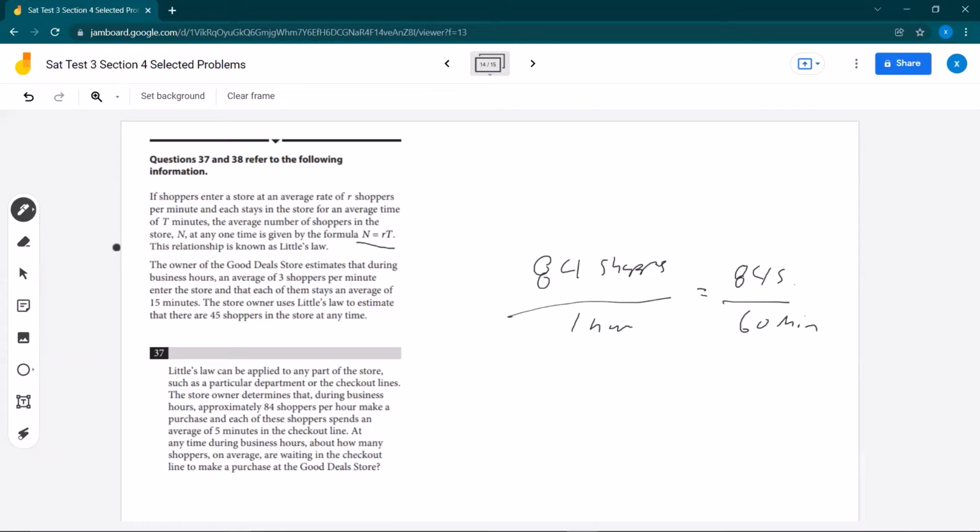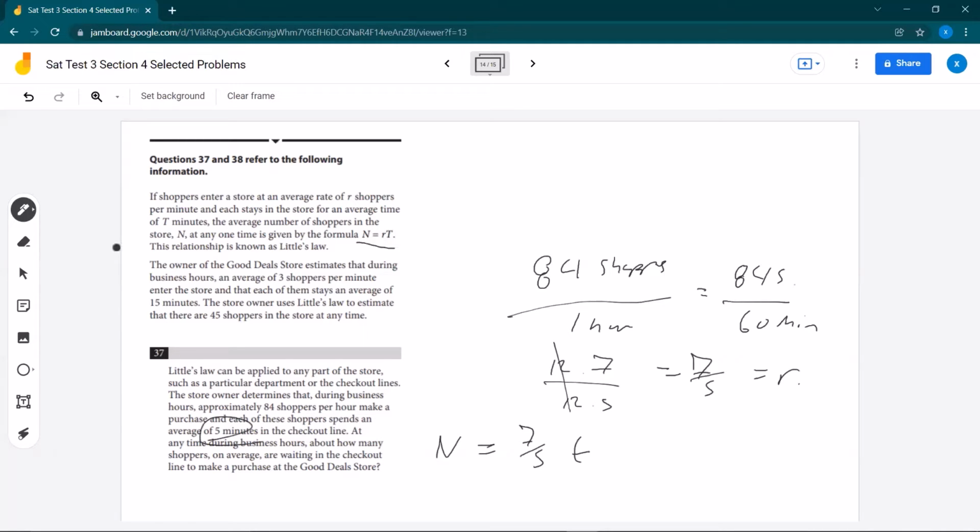So if we take 84 and divide that by 60, what do we get? We do some cancellation here, and we get 12 times 7 over 12 times 5, which is 7 fifths. So every minute, our R, our shoppers per minute, is 7 over 5. That's our R. So looking at our equation, we get N equals 7 over 5 times T.